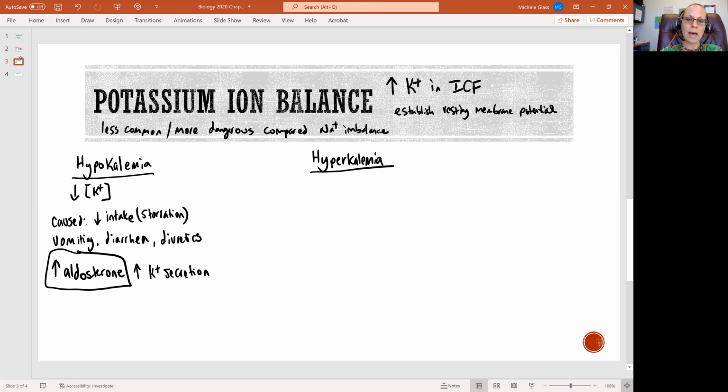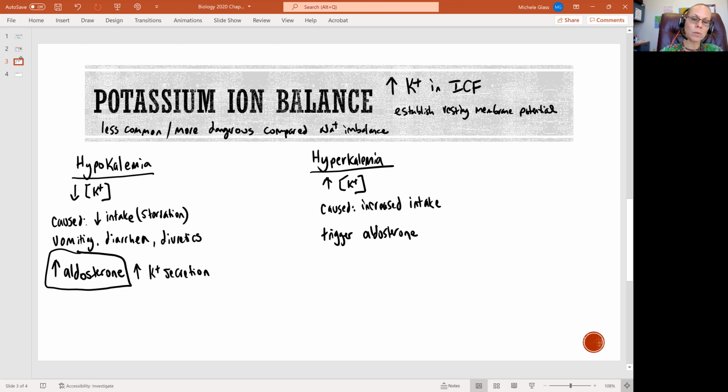When we talk about hyperkalemia, this means elevated potassium ion concentration levels. And this one can be caused by an increased dietary intake. The hyperkalemia will trigger aldosterone.